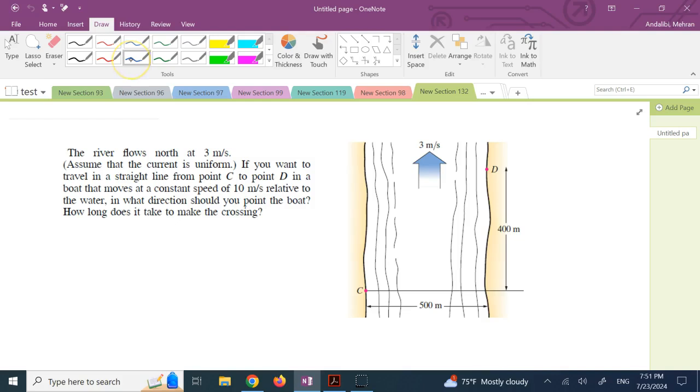So your goal is, with respect to a frame that is attached to the ground, you want to directly go from C to D.